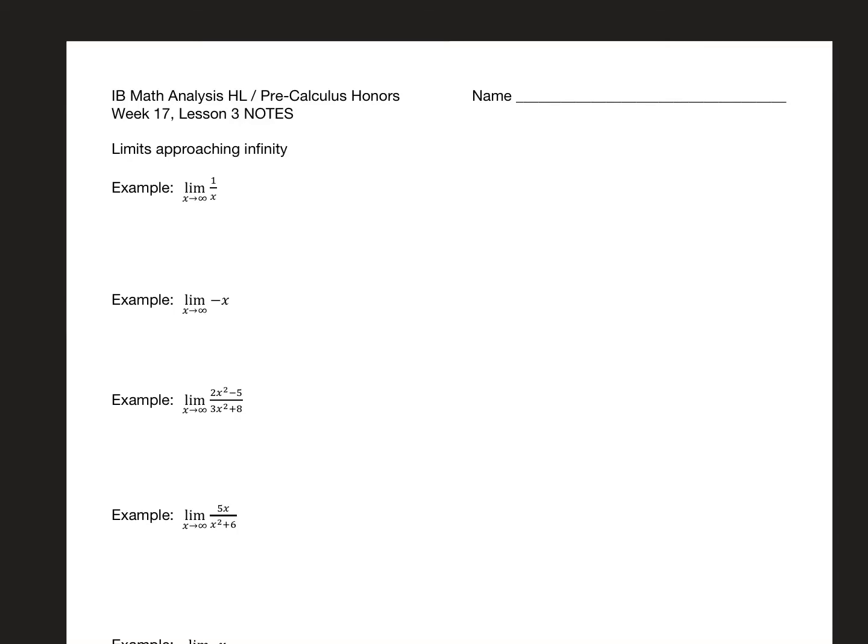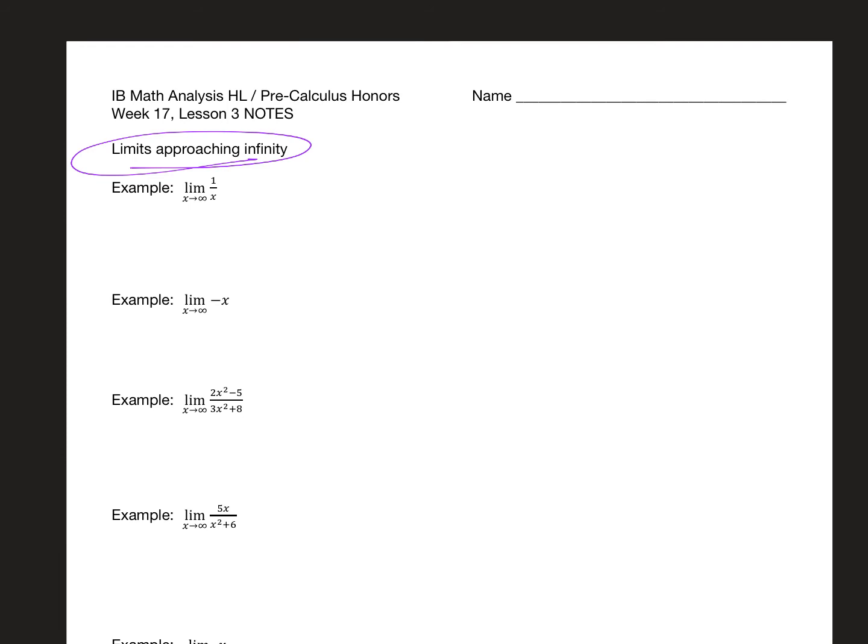Week 17, lesson 3. This video is all about limits approaching infinity, meaning we are letting x be a very, very large number and then trying to figure out what the function does at that point. In many of these situations, it's easiest if you know what the graph looks like. In other situations, it's good if you understand what happens to a function.